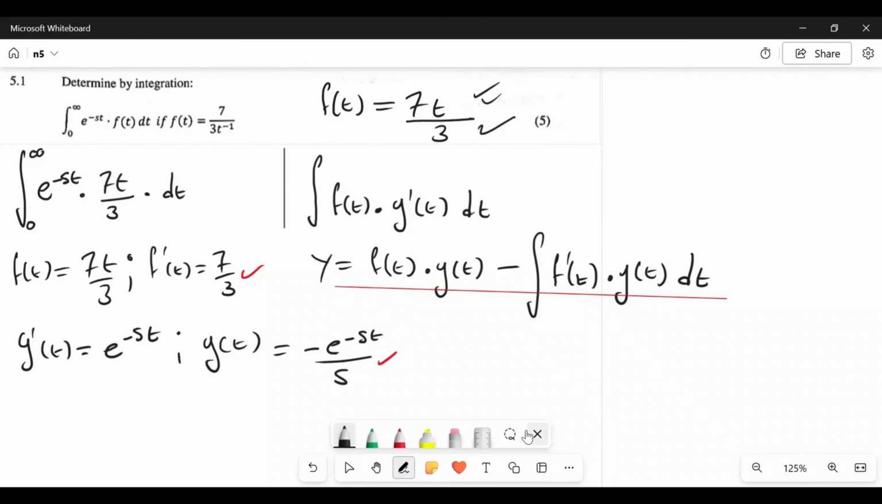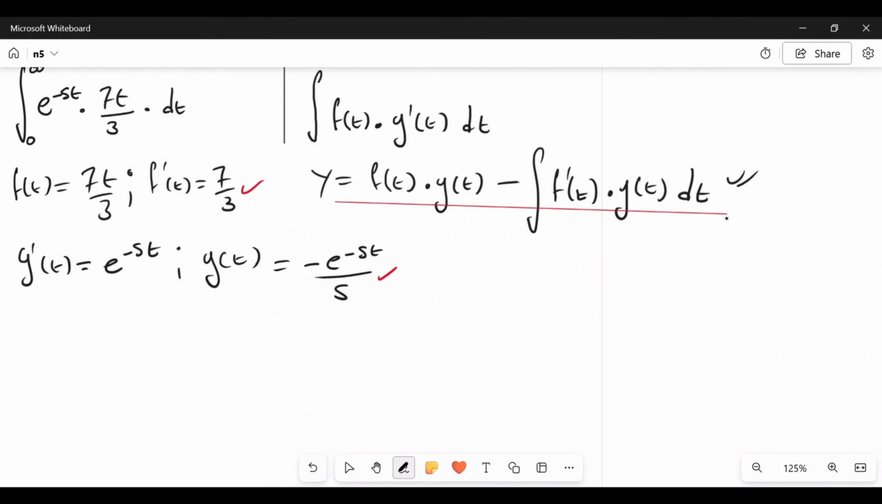So let's continue. I'm going to continue here underneath. Let me create a little bit of space before we continue. All right, let's look at our formula there. It says y is equal to f of t. F of t, remember, is this one here, so you're going to write it as 7t over 3. And then the next one, you multiply by g of t, which is the integral of g of t prime, which is this one there. So let's do it. Multiply by negative e to the power of negative st divided by s. And then if you look at the formula, we have minus there, so we're going to minus.